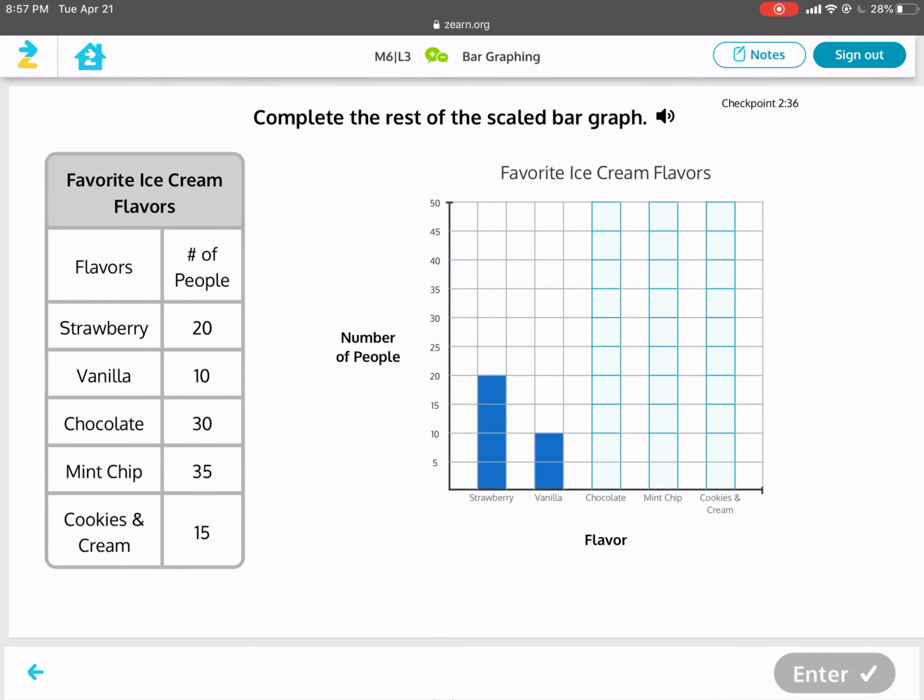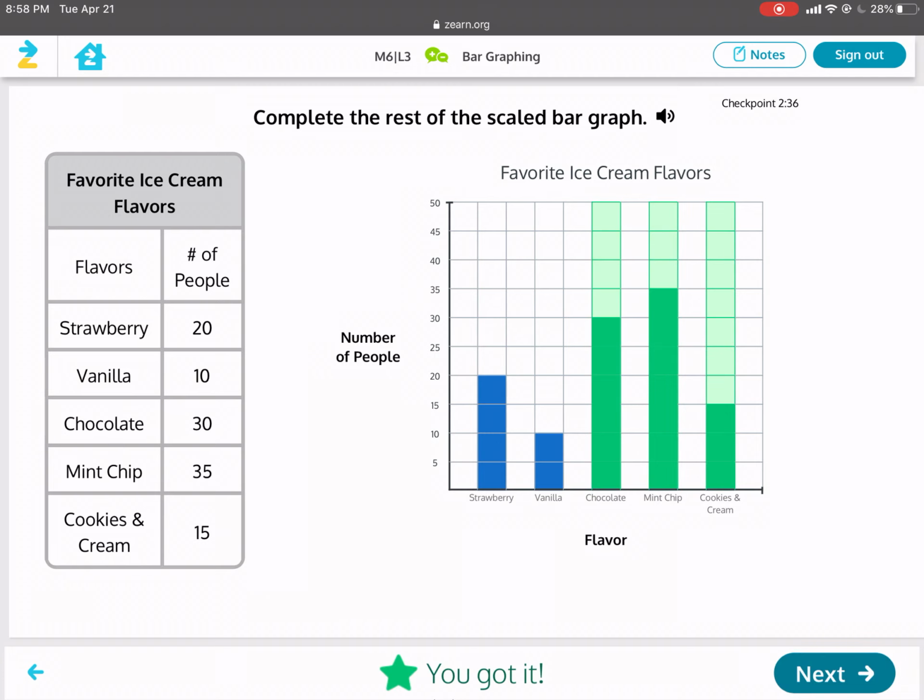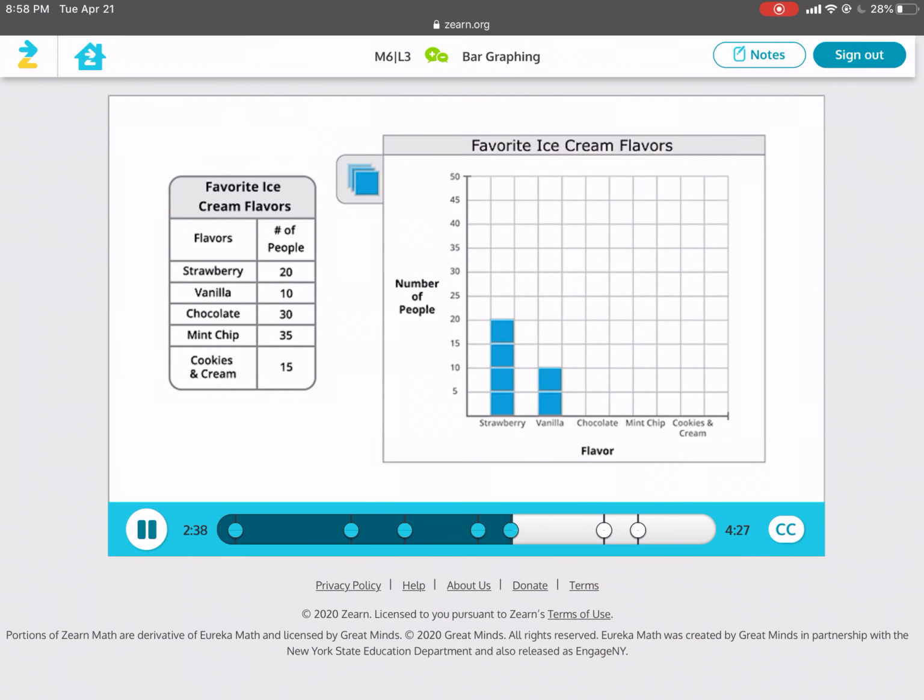All right, complete the rest of the scaled bar graph. Let's look at chocolate. 30 people chose chocolate. 5, 10, 15, 20, 25, 30. I can also just look across to where the number 30 is, and that's how high I'm going to make my bar for that. Mint chip was 35, so I'm just going to make my bar 35 people high, and cookies and cream 15. 5, 10, 15.